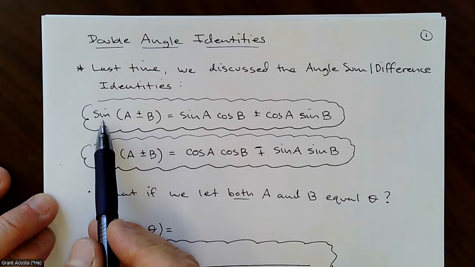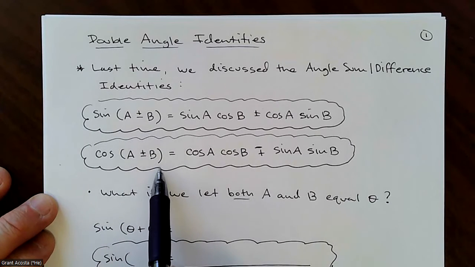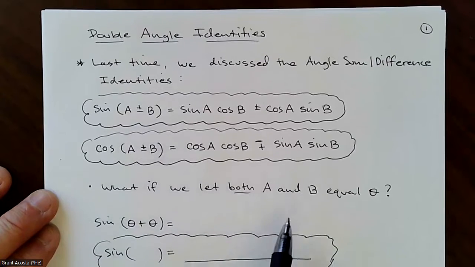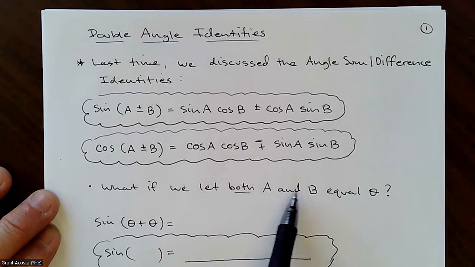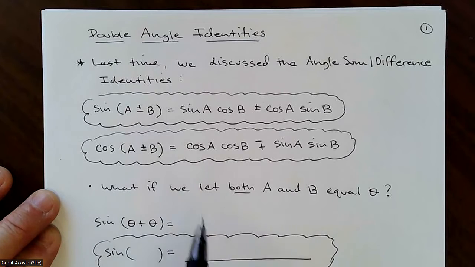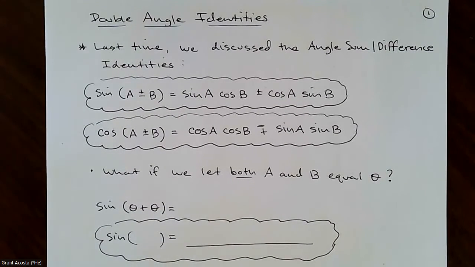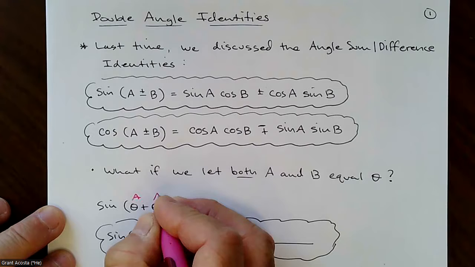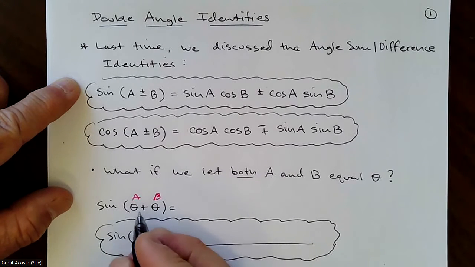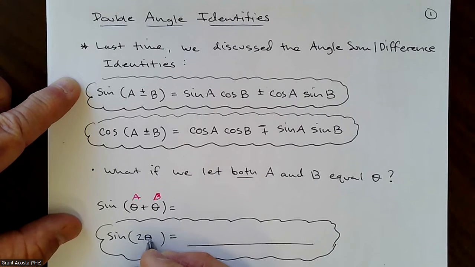Last video, we talked about the sum and difference identities for both sine and cosine. Here they are. And in order to get a double angle identity, all we do is pretend A and B are both the same angle. Let's just call them both theta. So if I plug in sine of theta plus theta, so this is my A, this is my B, and use this top identity, of course, theta plus theta is 2 theta.